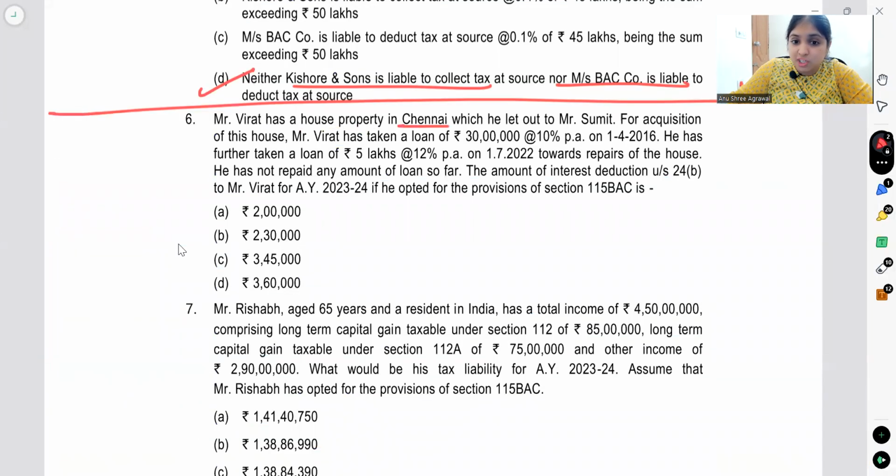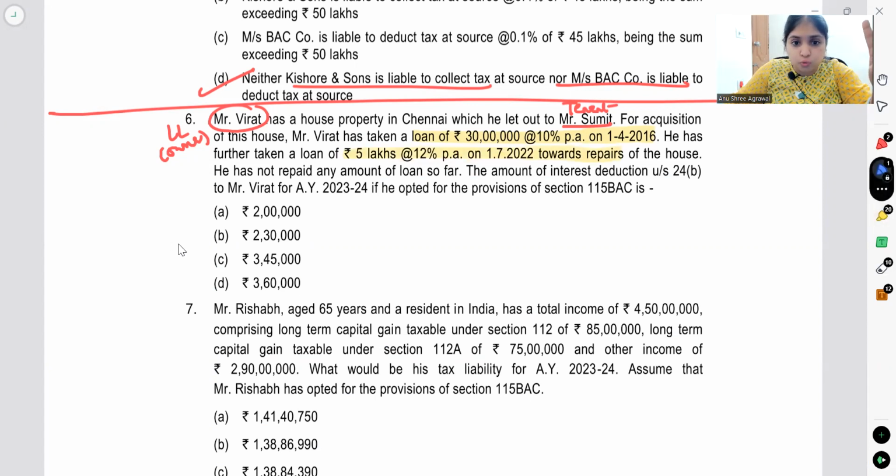Mr. Virat has a property in Chennai which he let out to Mr. Sumit. So Mr. Virat is the landlord, he is the owner of the property, and Mr. Sumit is a tenant. To him the property has been let out. For acquisition of this house, Mr. Virat has taken a loan of 30 lakhs at 10% per annum long ago on 1st April 2016. So first of all, we have a loan of 30 lakh at 10%, 1st April 2016. He further took one more loan of 5 lakhs at 12% per annum on 1st July 2022. This is towards repair.